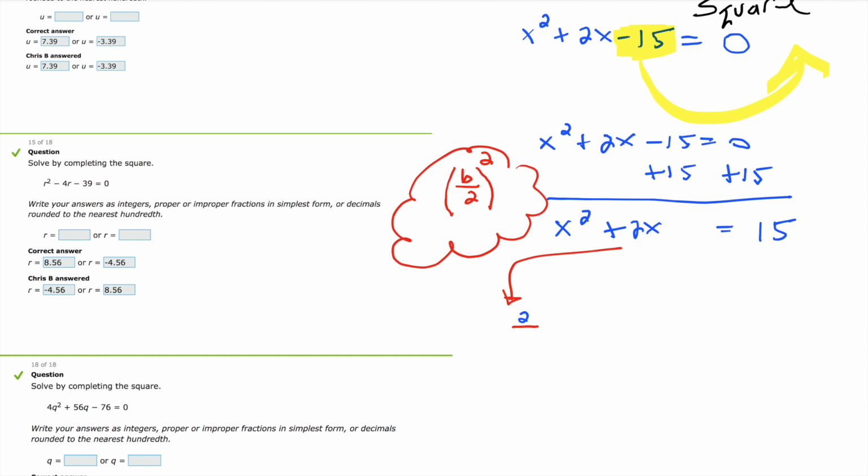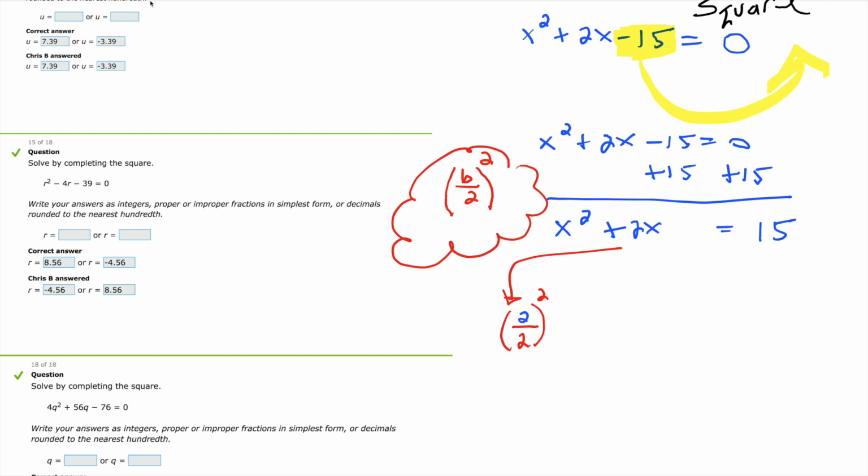Okay, so it's going to be 2 over what? Over 2 and then squared. All right, I just think of it as whatever number is here, cut it in half and then square it. All right, so what is 2 over 2 squared? Well, 2 over 2 is 1, right? And you square it, it's 1.